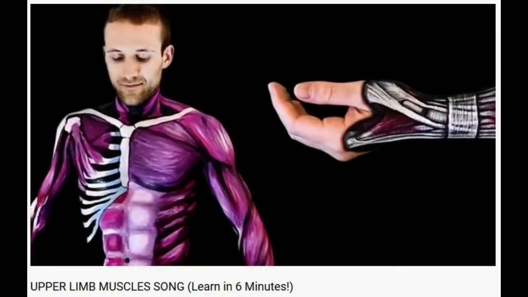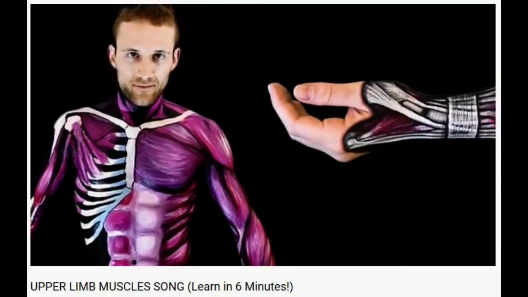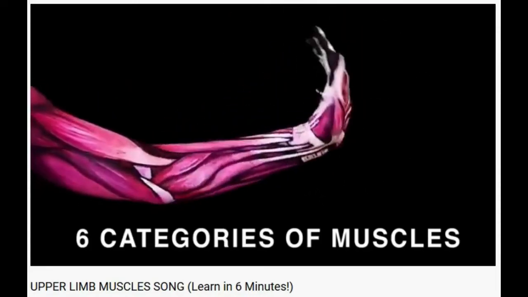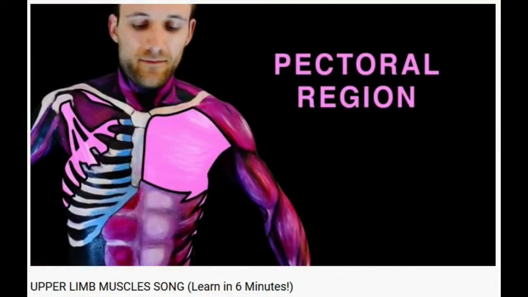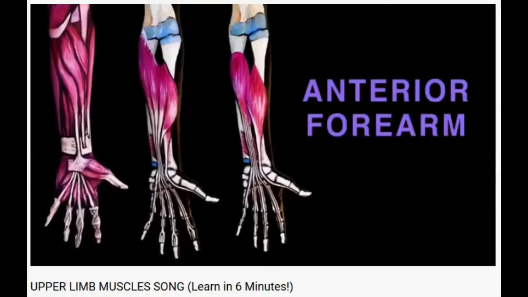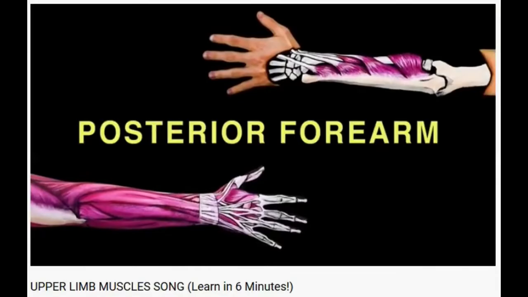The upper limb runs from your deltoid to your hand, with 6 categories of muscles under your command. Throughout the pectoral region, shoulder and upper arm, your hand as well as the anterior and posterior forearm.